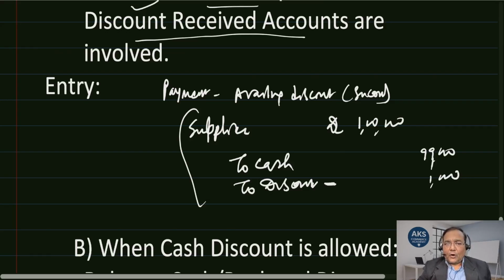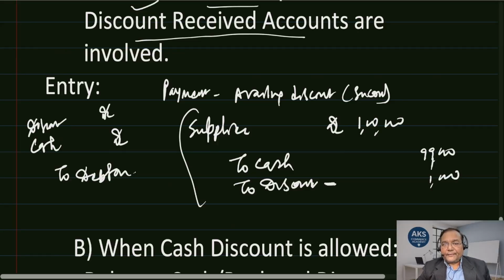Similarly, on receipt, the entry will be cash debit, debtor credit, and discount allowed debit, since we are allowing discount. Let's say 1 lakh rupees from the debtor: cash received is 99,000 and discount allowed is 1,000. I hope this is understood. Let's see the next one.